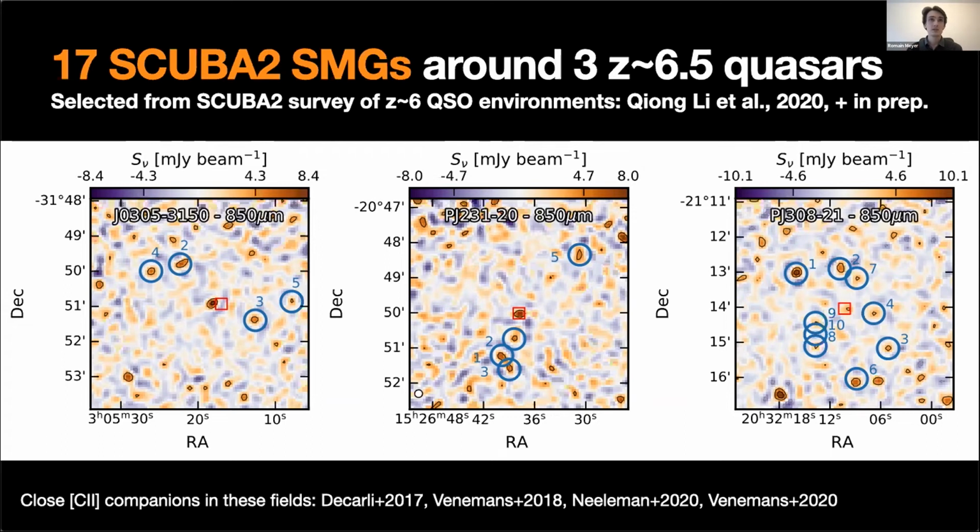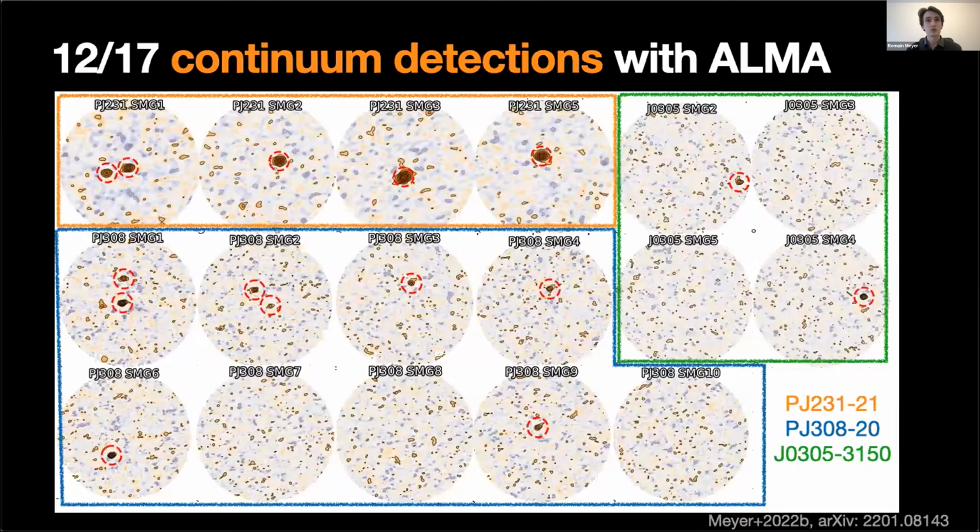So we went to these SMGs with ALMA, and we found that for 12 out of 17 we detect them in the continuum, which is quite good. If you look at other studies of SMGs at lower redshift, when they look at them with ALMA, it's about the same ratio that you find. Some of them have two objects. They break up in the ALMA because the difference between the SCUBA and the ALMA beam is quite big. But this does not answer the question, which is, are they at the redshift of the quasar?